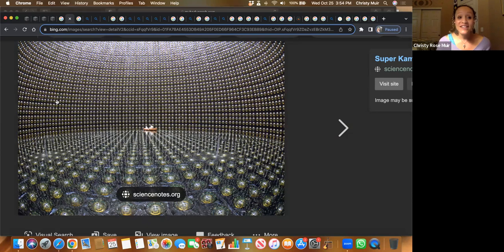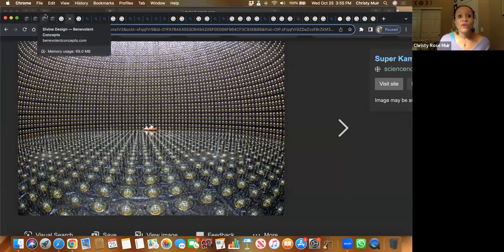And it was designed to study these tiny, tiny particles that had been thought of as ghost particles for a very long time, in that they move through solid mass with very little to no resistance at the speed of light. And so it was questioned whether they actually had enough mass to interact with matter.